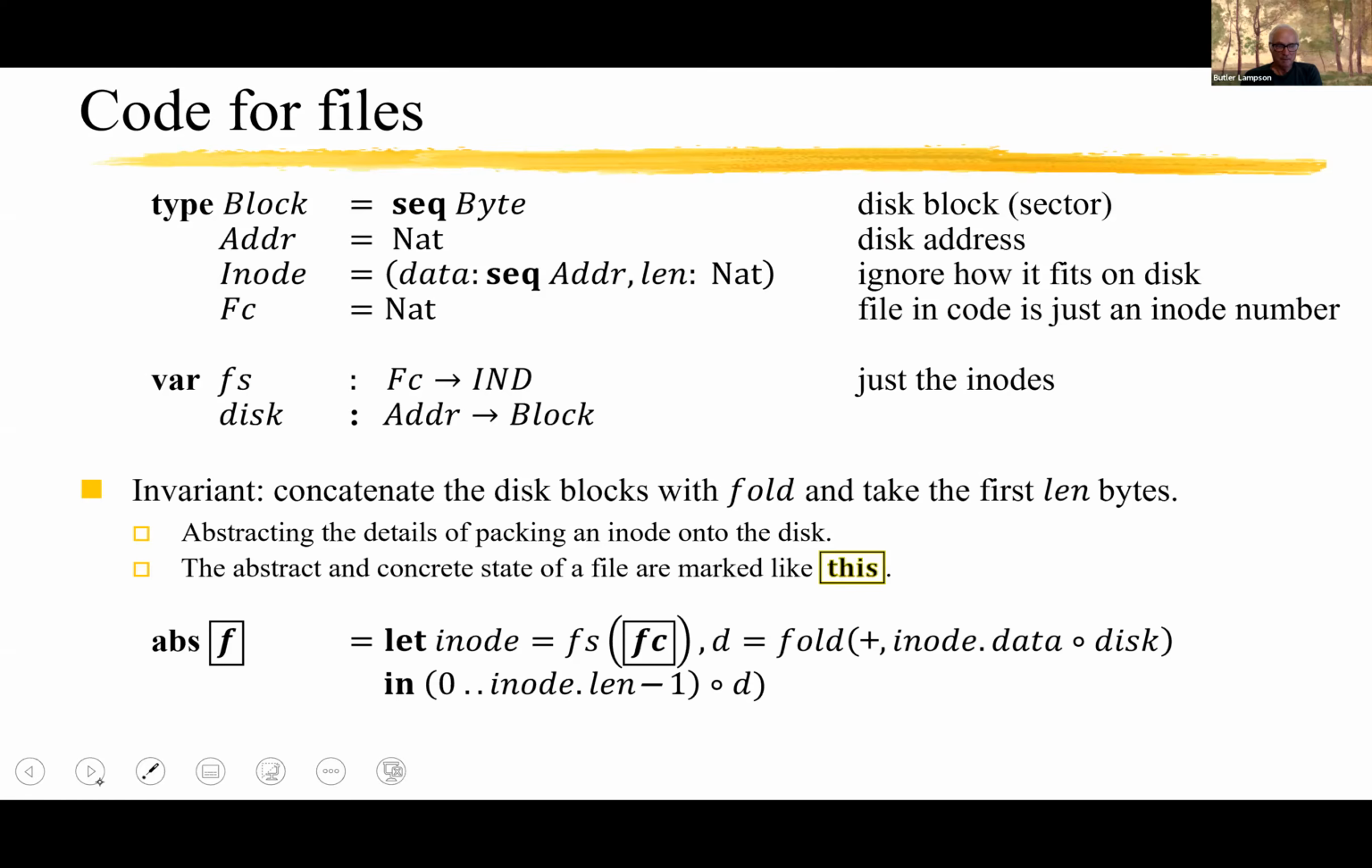implementing the file. And then we don't want all of that. We only want the ones that are actually in the file. So that's from 0 to inode.length minus 1, composed with D. So that's the abstraction function, which tells you how to get from the concrete file, which is just the inode number, to the abstract file, which is the sequence of bytes.